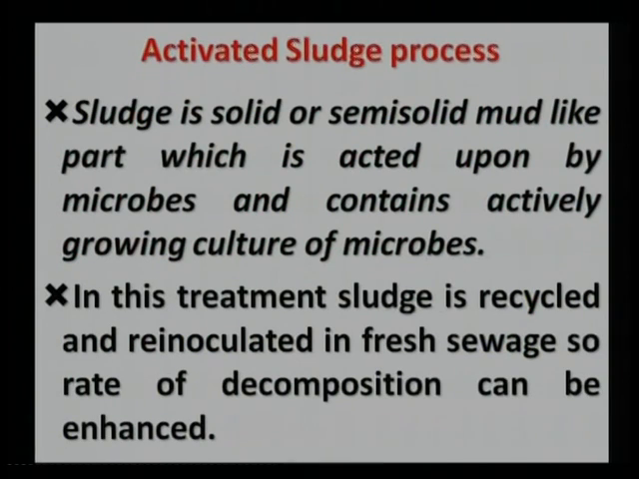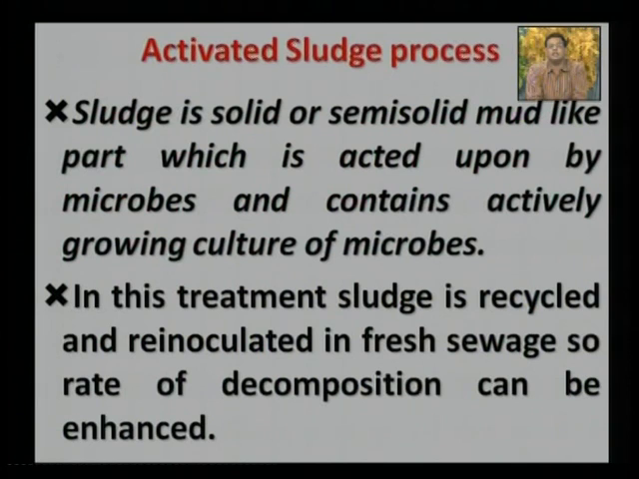This is the second type of biological treatment of wastewater. It is known as the activated sludge process. Before going into any detail, we will clarify what sludge is. Sludge is a solid or semi-solid mud-like part which is acted upon by microbes and contains an actively growing culture of microbes. So sludge is partially degraded and contains a very young, actively growing culture of microorganisms. It is highly fertile and is used as a fertilizer in agricultural practices also.